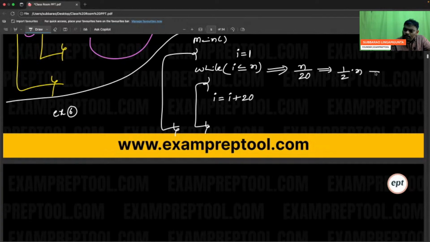This can be written as big O of n. I hope everyone is fine. This loop is going on with 20 incrementing every time. If you want, you can check.